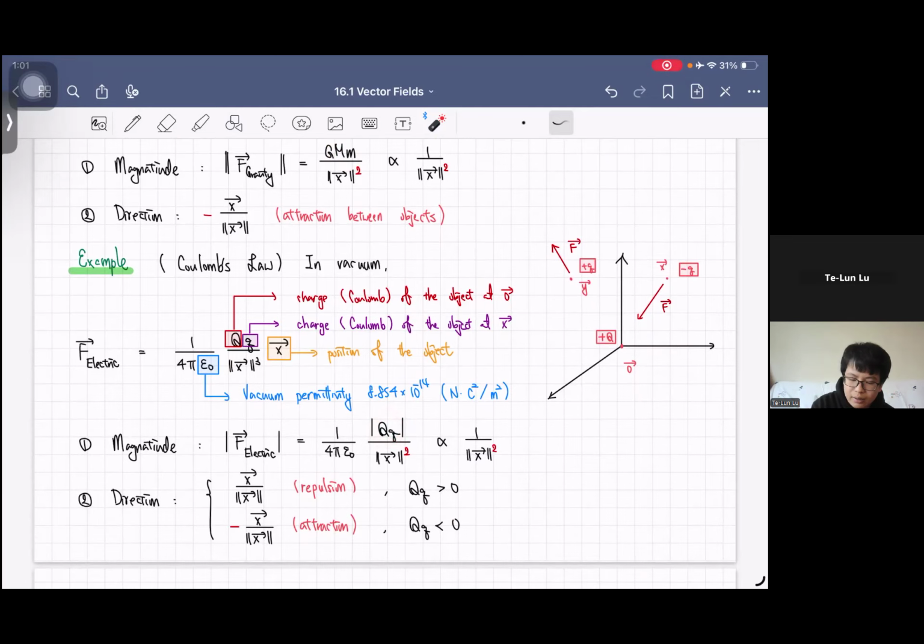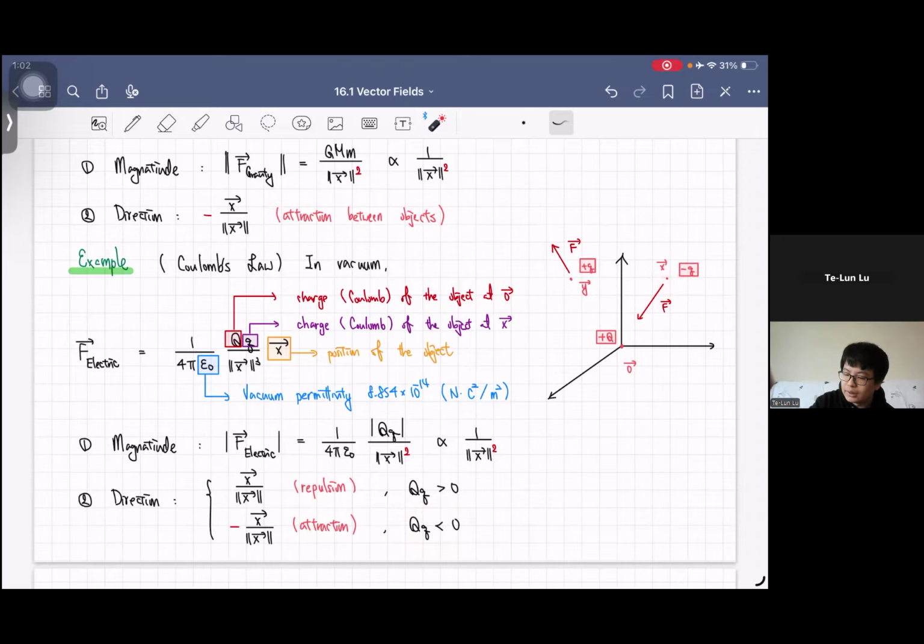So you see that whenever you have a positive charge and a positive charge, or a negative charge and a negative charge, then you have a repulsion. The direction of the electric force is actually pushing you away from your position against the origin. And when you have different charges, a negative charge and a positive charge, then you have an attraction. So your charge is pulled to the origin.